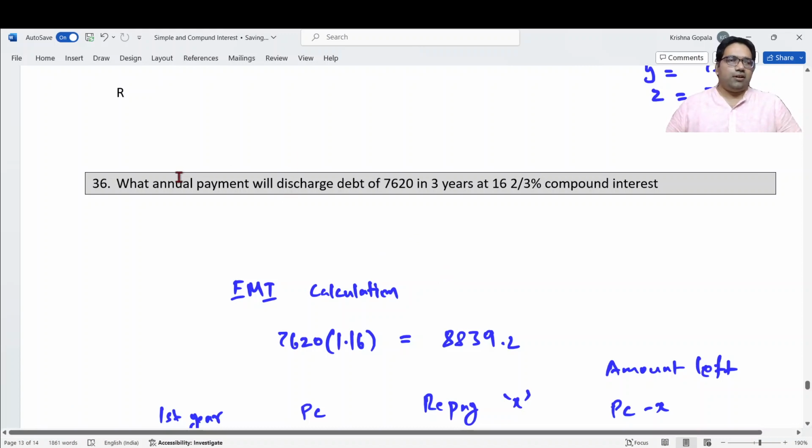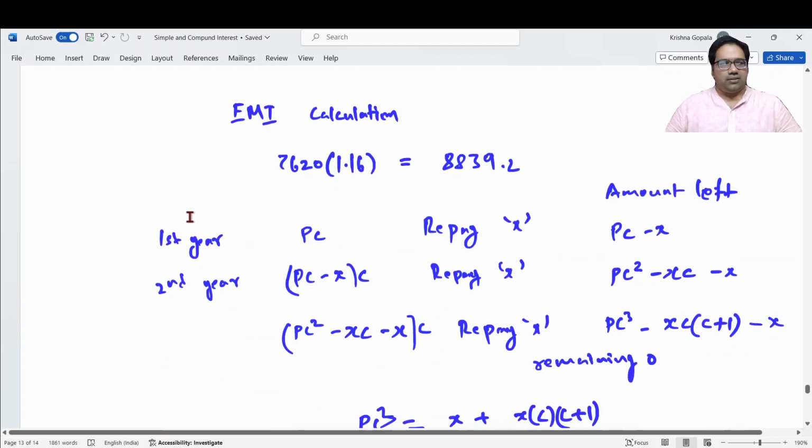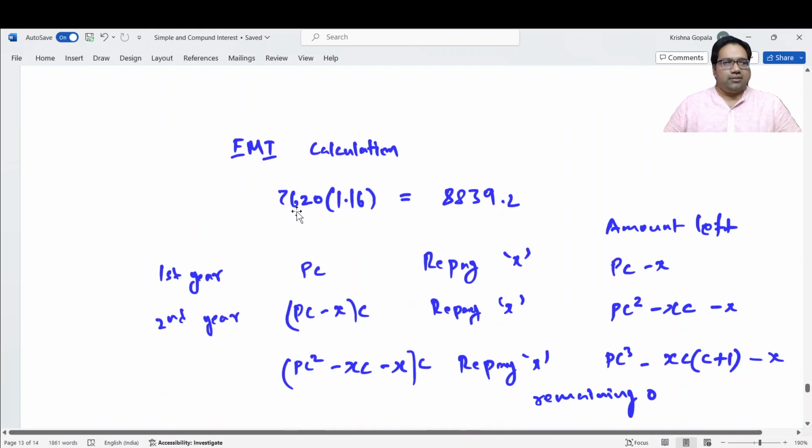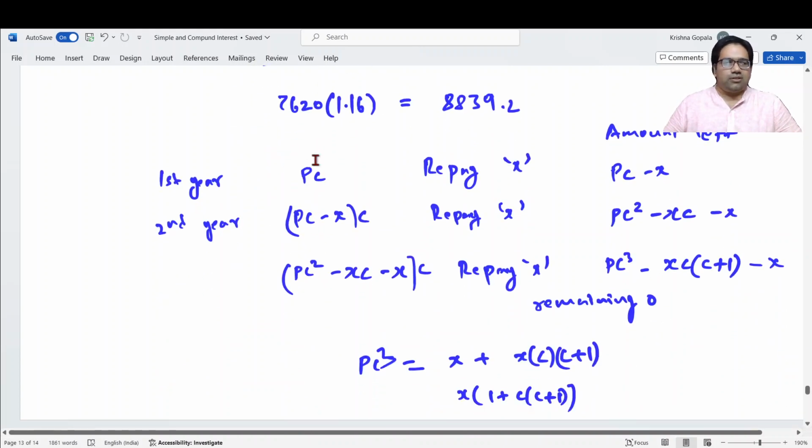Now, what is it saying? What annual payment will discharge debt of 7620? Okay. This is compound interest. So, with compound interest, what annual payment? That means every year you will pay something. Okay. It works like this. Let's say your original amount is principal P. Okay. At the end of first year, what will it be? P into C. This will be the total amount.